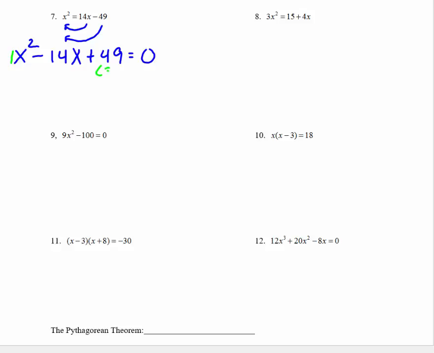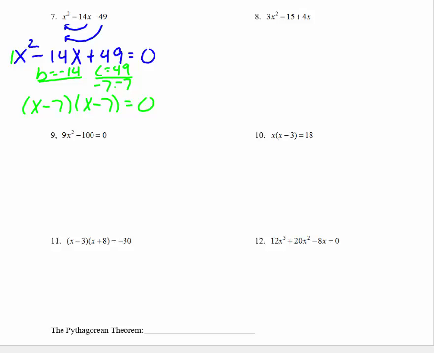So I need the factors of 49 that add up to negative 14, which would be a negative 7 and a negative 7. When I multiply two negatives, I get a 49, but if I add a negative 7 and a negative 7, I get a negative 14. So to factor into x minus 7 times x minus 7 equaling 0.